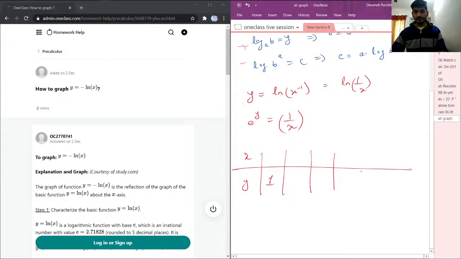Where is my cursor? Here. Okay. e to the power y will be 1 over x. Then I will just multiply x on both the sides, so x will be 1 over e. So x will be 1 divided by e, and this will be 0.367.